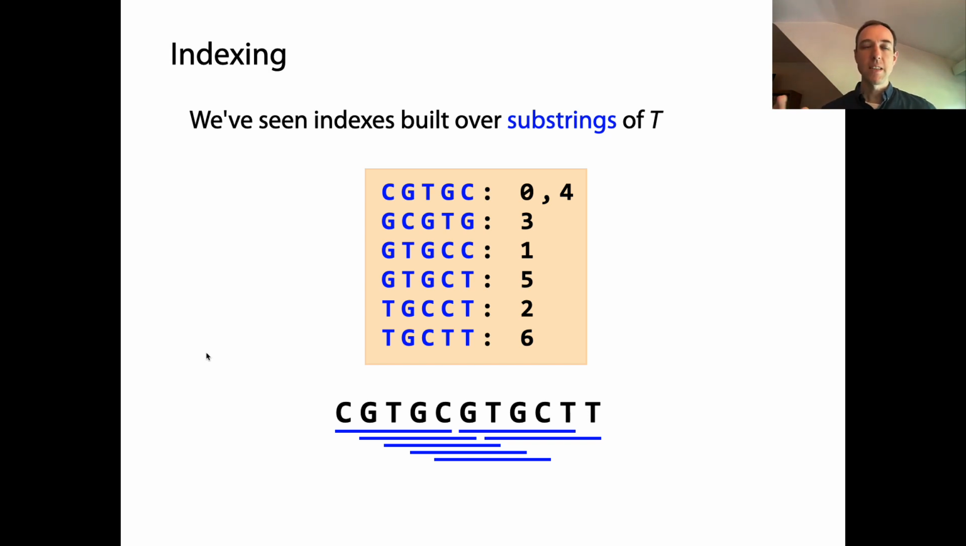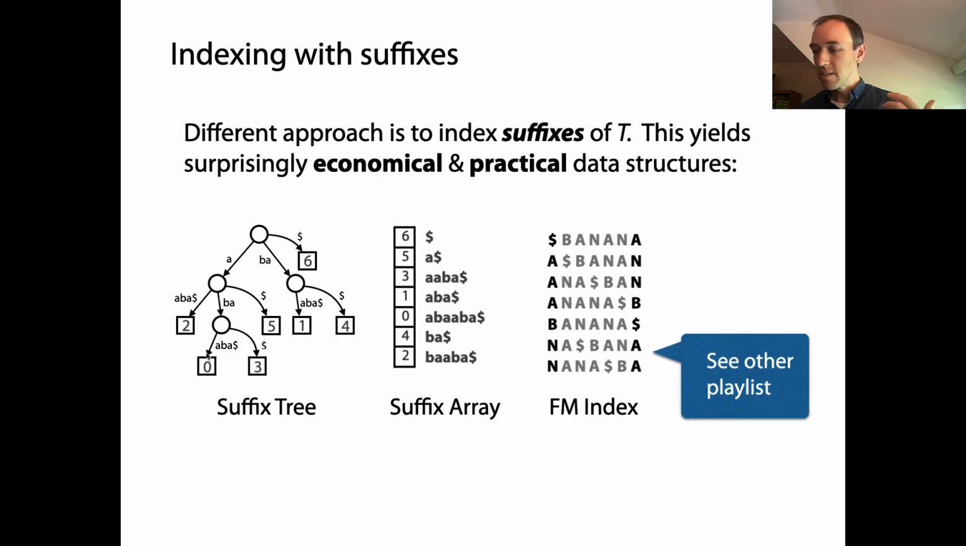Okay, so we've already seen this, but we're working toward a different idea of an index that organizes not all the substrings of some length, but all the suffixes of a text. So this is a different approach to what we've seen before. We want to organize all the suffixes of the text T, and, to a surprising degree, we can make pretty economical, efficient, practical data structures out of these collections of all the suffixes of a string.